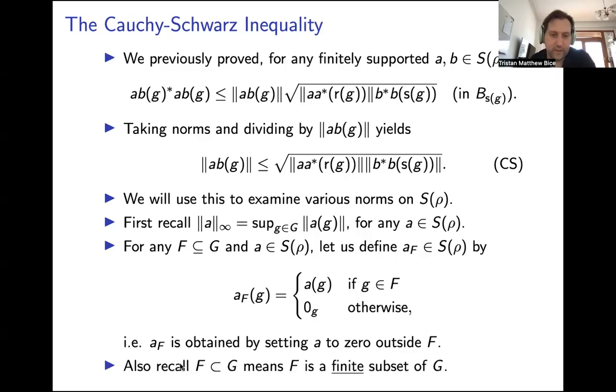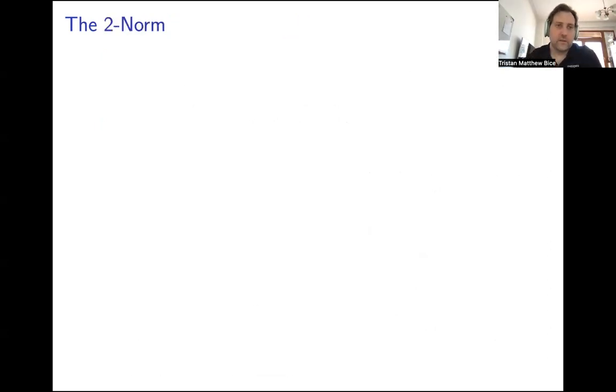So this will be important. And recall another little notational convention, which I think I introduced last time: if F is written like this, as a subset but without the line, so F is a strict subset of G, what this really means is that F is a finite subset of G. We'll be very interested in the finite subsets. So that's the infinity norm.